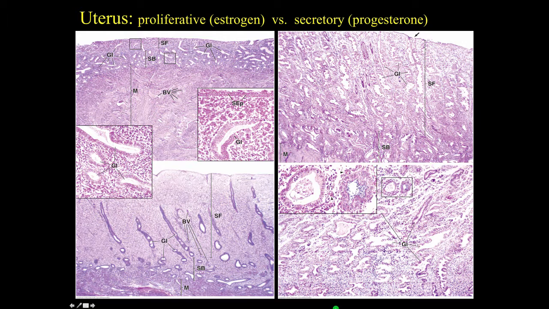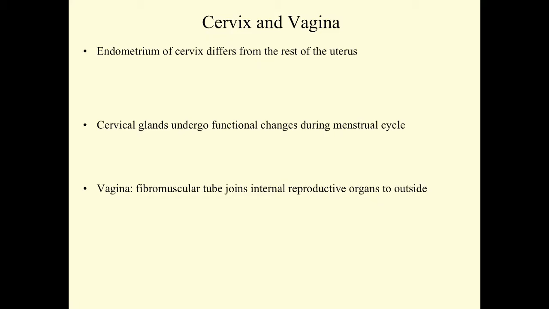Here's an example of the proliferative phase of the uterus versus the secretory phase. Look at the long, straight glands in the proliferative phase. This is under the influence of estrogen. Here, the glands are very much curlicue or squiggled, coiled. This is the secretory phase under the influence of progesterone. So you're going to want to be able to identify histologically these two phases and be able to distinguish them on glass slides. Let's talk about the cervix and the vagina.